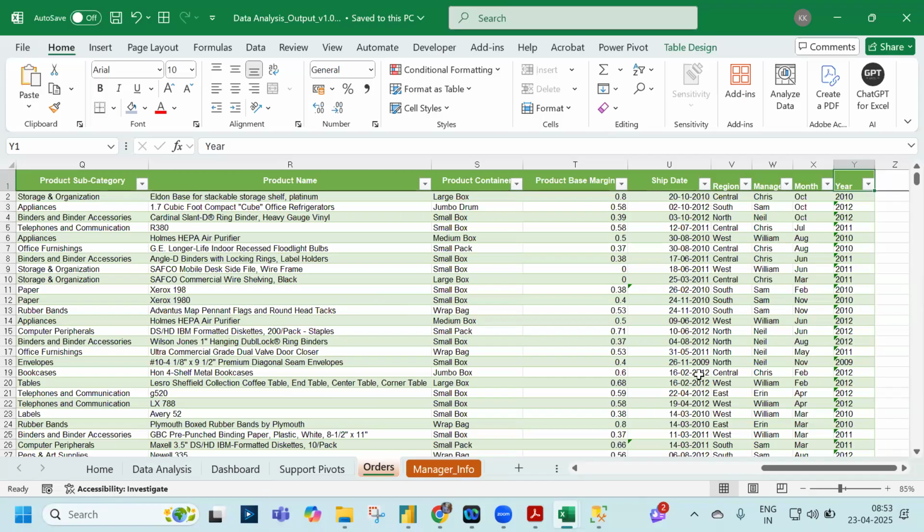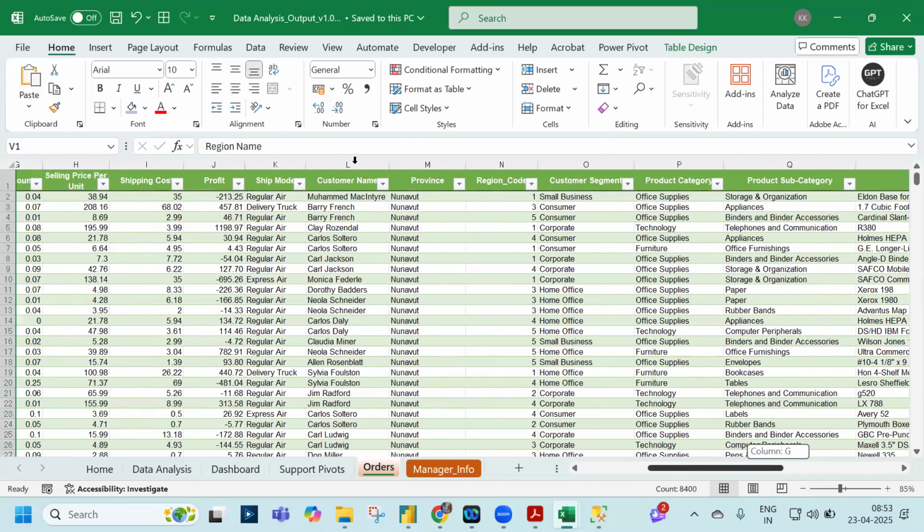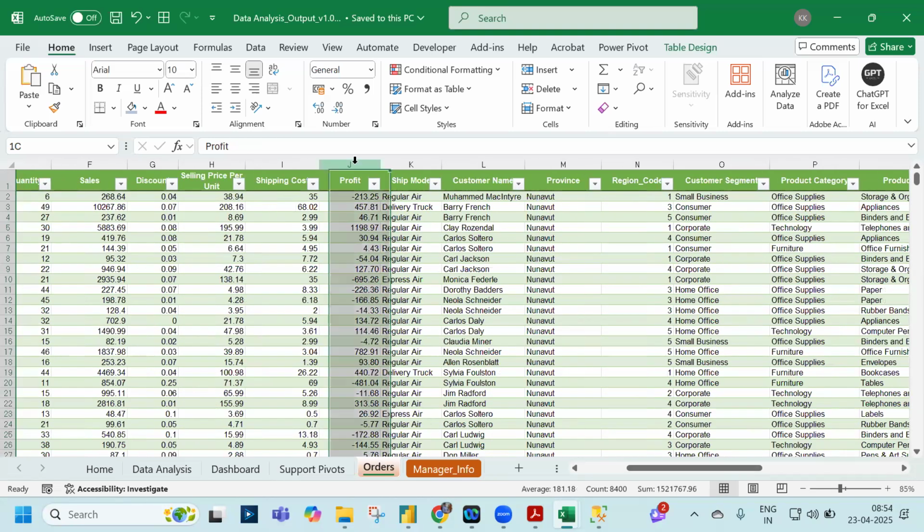Right. So I have the region column here and I have the profit column here. As you know, the required columns are here. If I want to get total profit by region, how do we do this? You are coming from an Excel background, you know the answer. How do we do this?